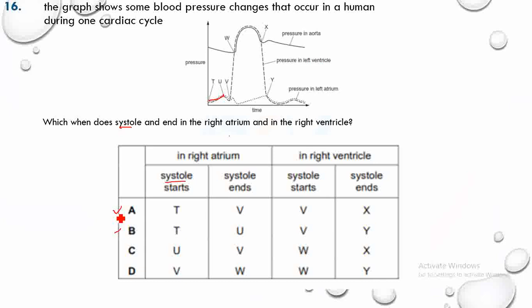Now look at it. When the ventricle starts contracting, can you see the pressure in the ventricle starts increasing? So it starts from V. From V it starts increasing, but it's still lower than that of the aorta until X. So that means ventricular systole is from V to X. Starts from V, ends at X. So that is why A is the answer. Do you get? All right, let's run.